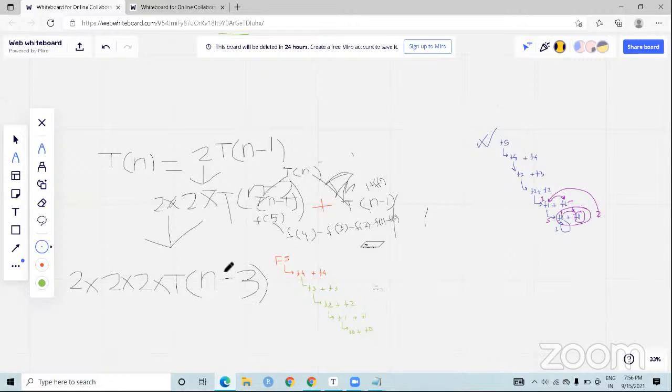So you can see every time it gets separated into two parts, 2 into 2 into 2 into Tn minus 3. Then after that it will go 2 into 2 into 2 into 2 into Tn minus 4. Why is this 2, 2, 2 every time? Because we are dividing into two parts. That's why 2 is here every time.